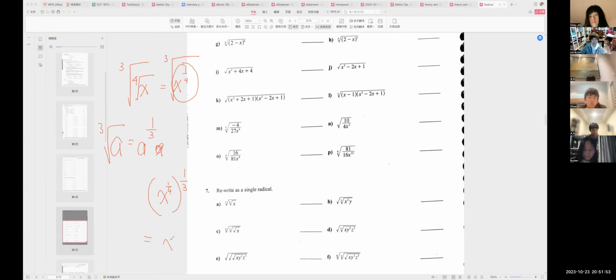So equals what? x to the 1 over 12. Very good. Okay, so that's the same thing. Okay, so let's just do it layer by layer. It's just like peeling an onion.